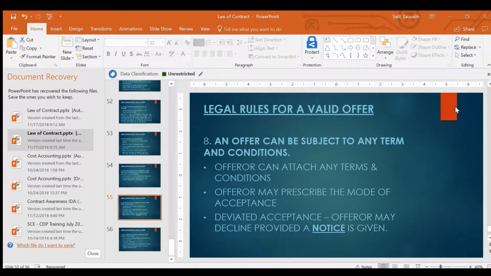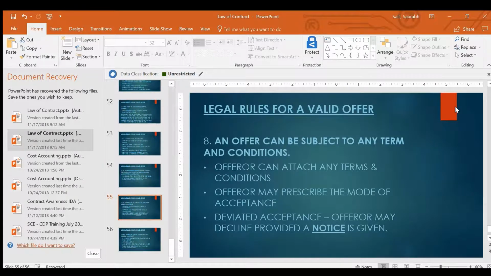Okay, and an offer can be subject to any terms and conditions. The offerer can attach any terms and conditions to his offer. Obviously, it should be legal, but he can attach any terms and conditions to his offer. And those terms and conditions need to be complied with by the offeree for the contract to come into existence. Okay. The offerer may also prescribe the mode of acceptance of the offer, and that needs to be complied with as well by the offeree.